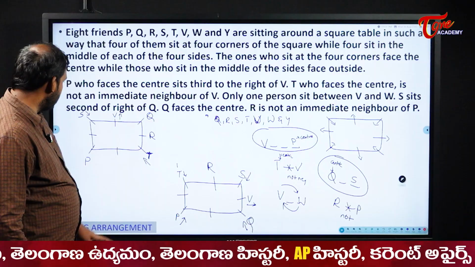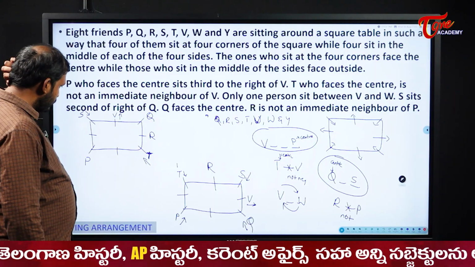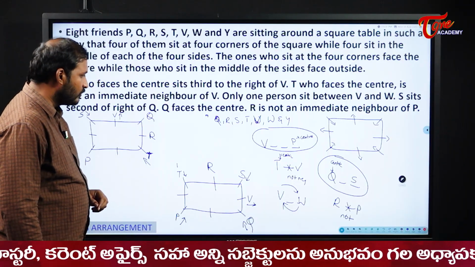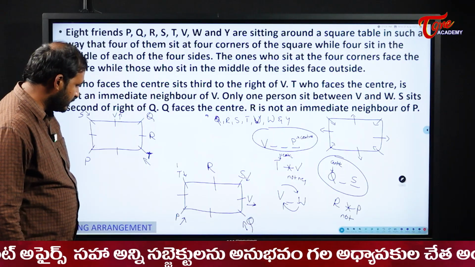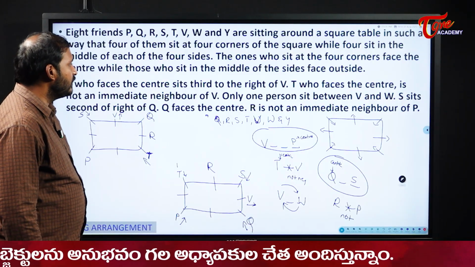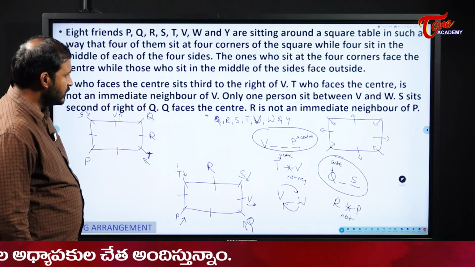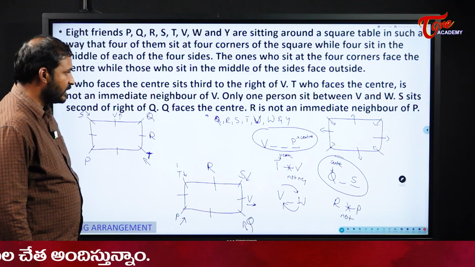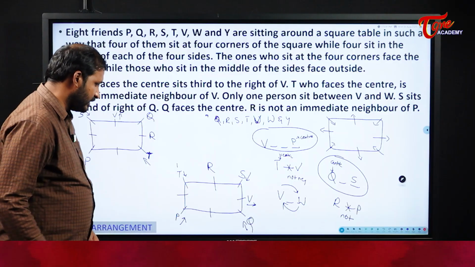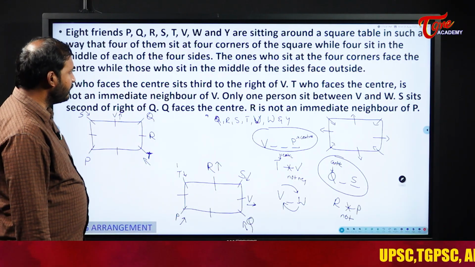Next, V and W. So 2 chances are there for V and W. Is there any other chance for us here, students? No, we have 2 chances for V and W here. Only one person sits between V and W. Okay, so there are multiple chances for us. R is not a neighbor of P. Anyway, here it is also not a neighbor and here it is also not a neighbor. Okay, multiple chances are there.